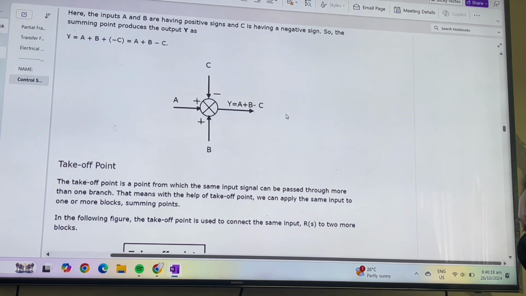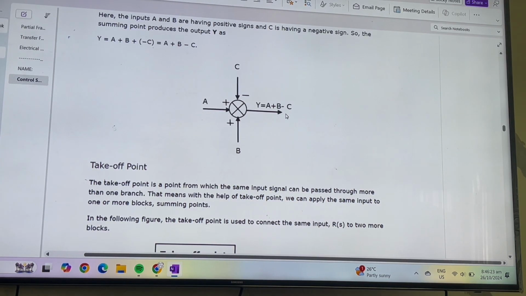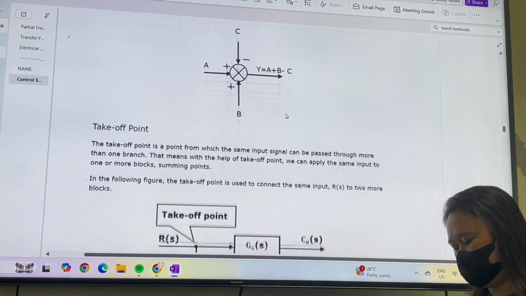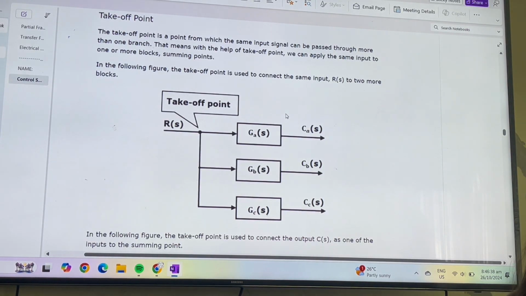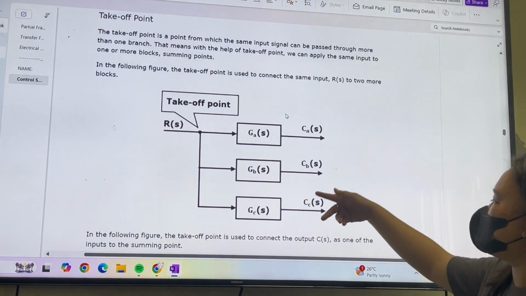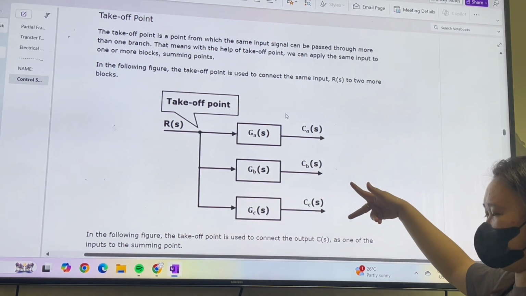Next, we have the takeoff point. The takeoff point is a point from which the same input signal can be passed through more than one branch. That means with the help of takeoff point, we can apply the same input to one or more blocks, summing points. So this is an example of takeoff point. Naka-node na siya, class. Mura na siyang summing amplifier.